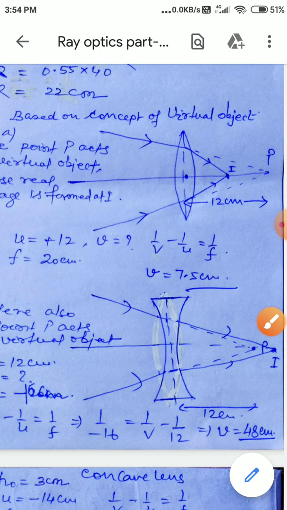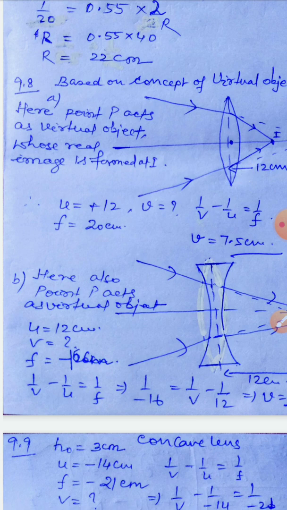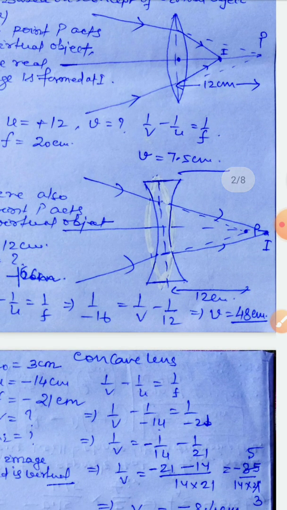So here P will act as a virtual object whose distance is 12 centimeter from the lens. And again here the focal length is given as 16 centimeter, and since the lens is concave, the focal length is negative, so f is minus 16 centimeter. Now put the value, and you will get v equal to 48 centimeter.